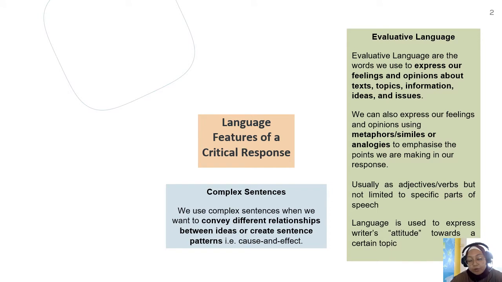Now, for evaluative language, remember in critical responses, we do want to make our argument strong, right? So we use evaluative language to express our feelings and opinions about texts, topics, information, ideas, and certain issues. We do this by using verbs and adjectives, although it's not limited to specific parts of speech. And we also use metaphors, similes, or analogies, right? So evaluative language is a way for the writer to show their attitude or main opinion about a certain topic.